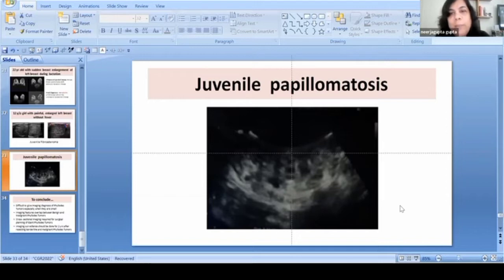So juvenile papillomatosis, when it is large, can look like a phyllodes, because again it will give us a very heterogeneous appearance.